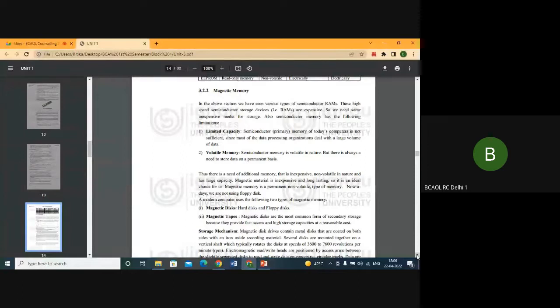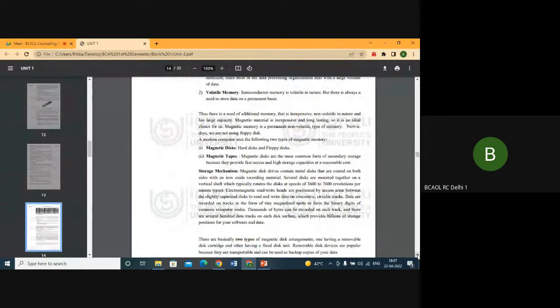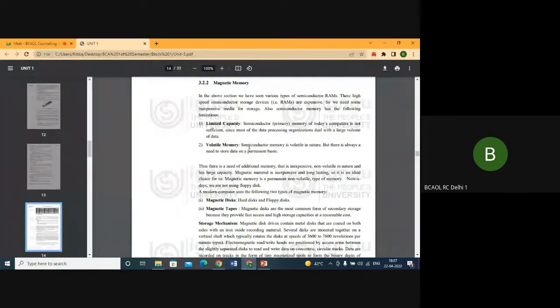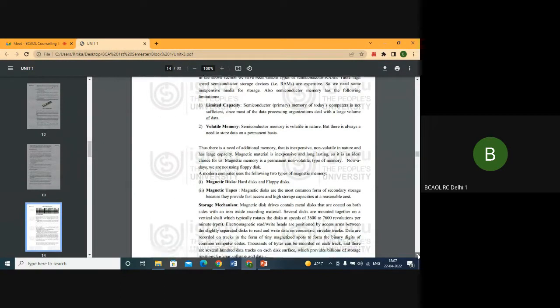Now we are talking about magnetic memory. We talked about the capacity. Magnetic memory is your hard disk, and your magnetic tapes, which were earlier there. Hard disks and floppy disks are magnetic disks, and magnetic tapes were also there earlier. When we talk about semiconductor memories, that is RAM and ROM, they have limited capacity and are volatile. But secondary memory, that is magnetic memory, has more capacity and is non-volatile.